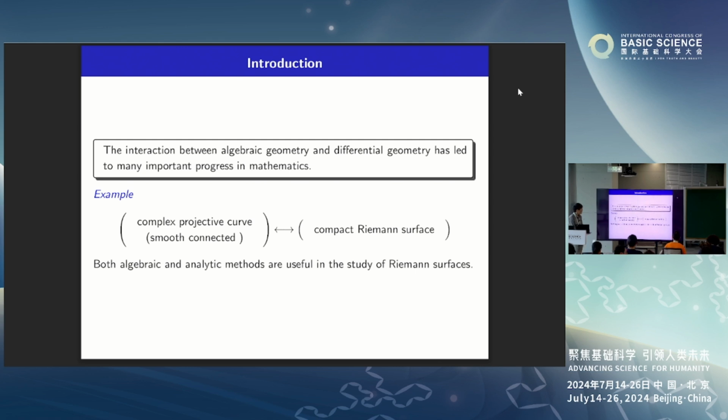The interaction between algebraic geometry and differential geometry has led to many important progress in mathematics. For example, one of the most classical is the theory of compact Riemann surfaces. A compact Riemann surface is defined to be a compact connected one-dimensional complex manifold. It is also expressed as a smooth connected complex projective curve in a very algebraic way. And both algebraic and analytic methods are useful in the study of Riemann surfaces.